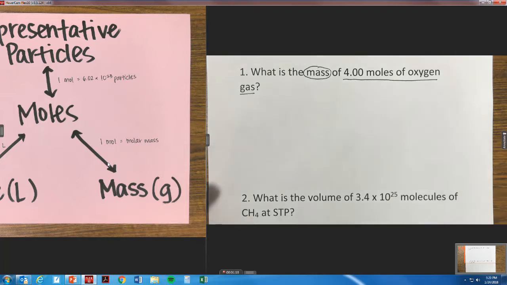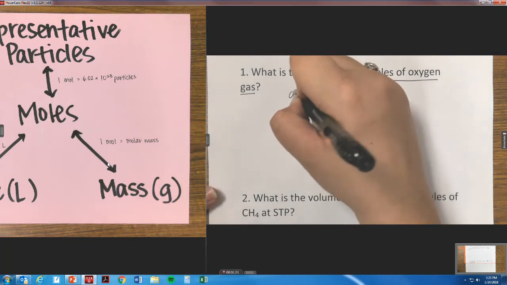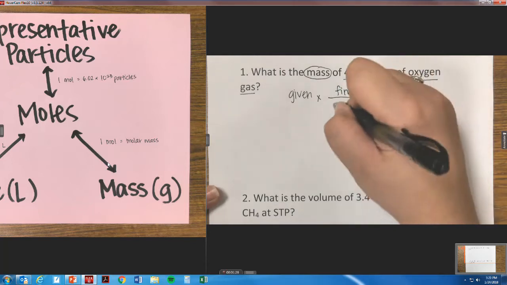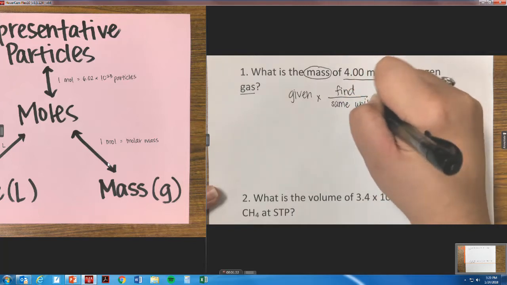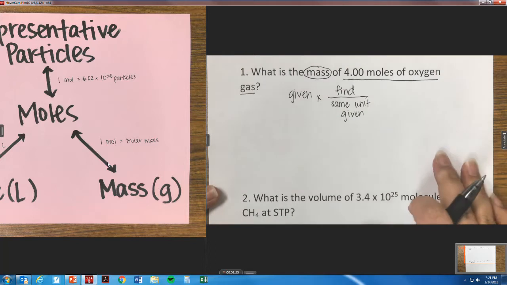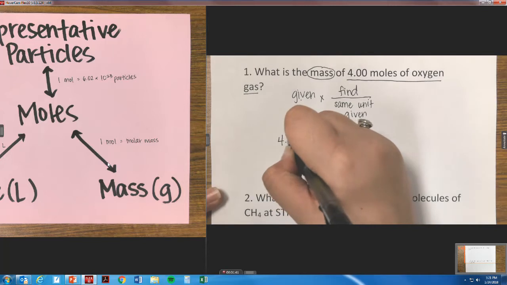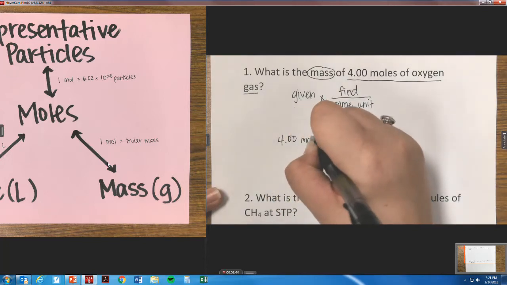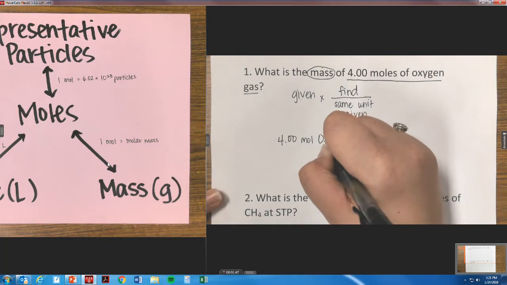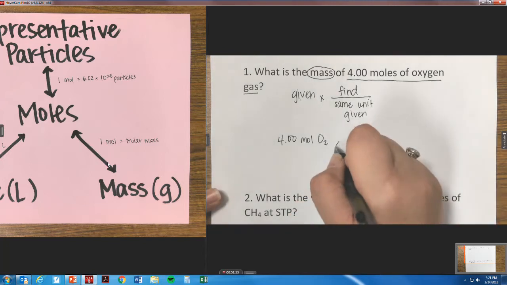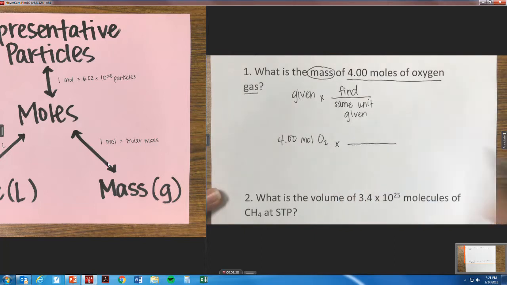Okay, so remember that our general formula is going to be given times what we're trying to find over same unit as our given. So if our given is 4 moles of oxygen, we're going to go ahead and write that down. 4 moles of oxygen. Now remember, oxygen is a diatomic, so you are going to need a subscript of 2 for that oxygen. And then we're going to multiply that by our conversion factor.